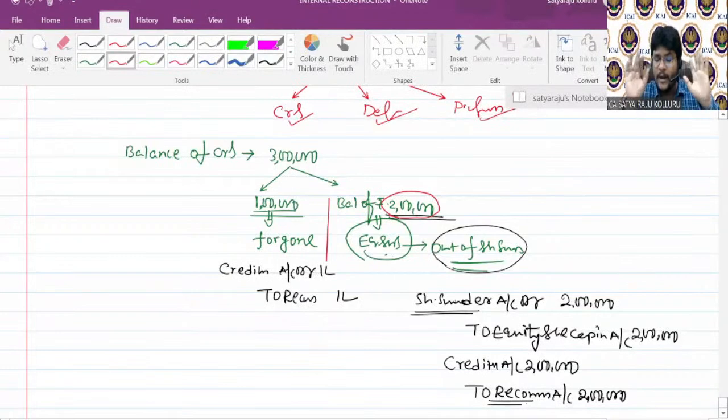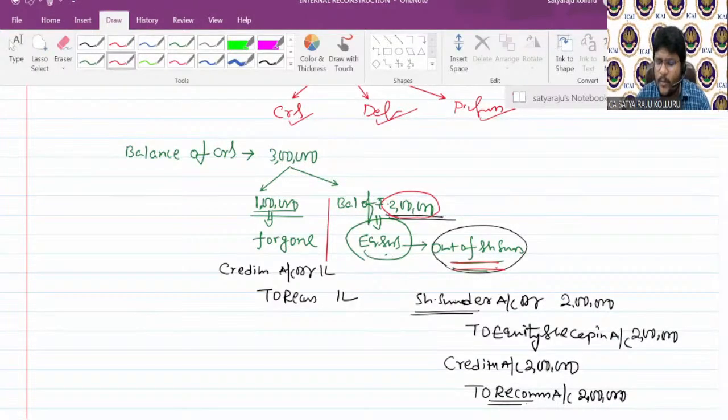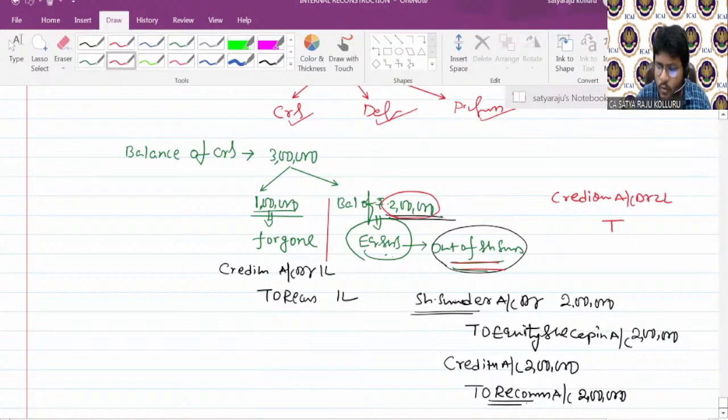First, let me ask all of you to concentrate. For example, let us assume there is no share surrender account, then what is the entry you will pass? The entry is creditors account debit. Just like that, you are issuing the equity shares to the creditors. So creditors account debit 2 lakhs to equity share capital account 2 lakhs.